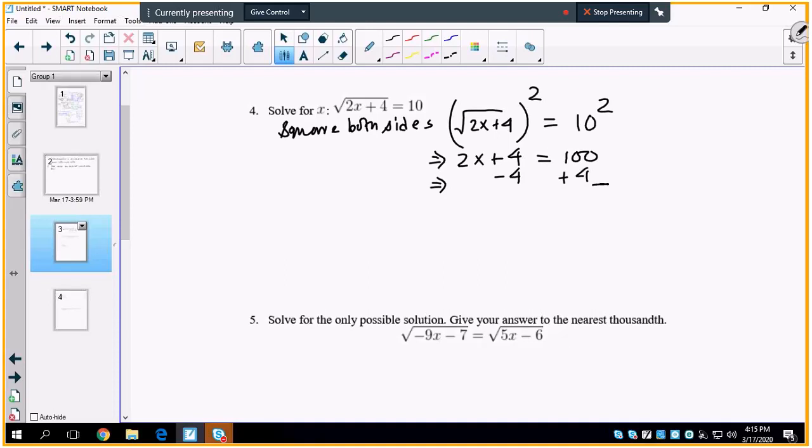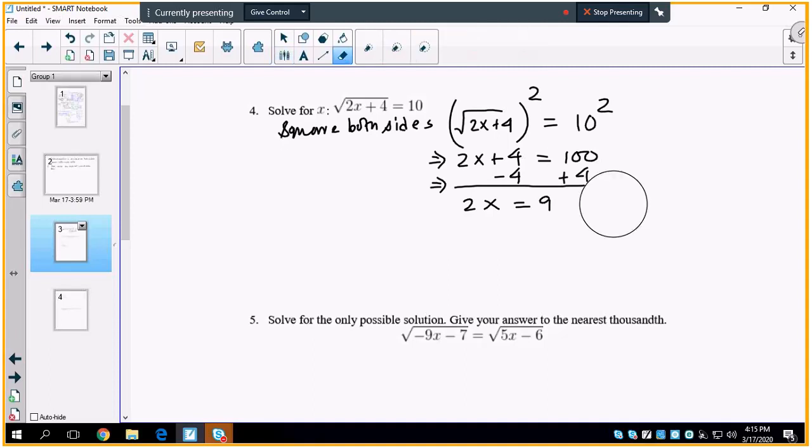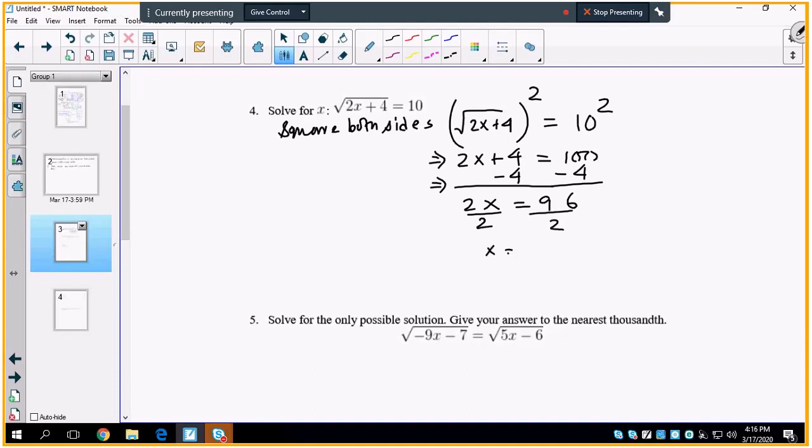It's just like solving a linear equation, and we get 2x equal to 96. I was subtracting 4, instead I wrote add 4, but I should get 96. Then isolating x by dividing by 2, so x is equal to 48.